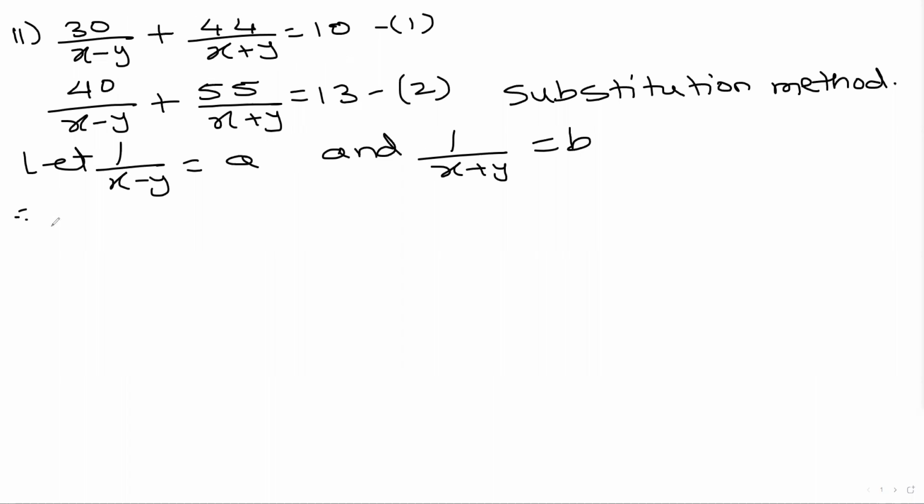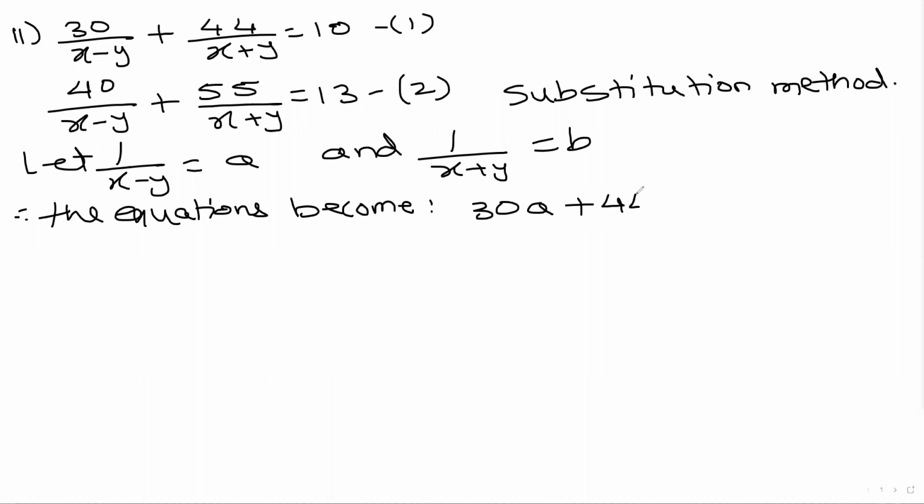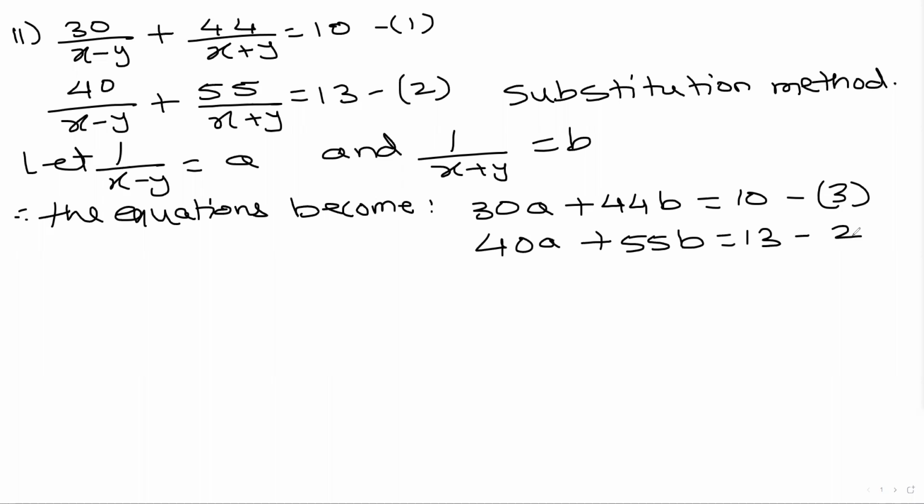Therefore, the equations become, what do the equations become? 30a plus 44b is equal to 10. I'll call this equation 3. This is a modified form, that's all. And equation 2 becomes 40a plus 55b is equal to 30. I'll call it equation 4.